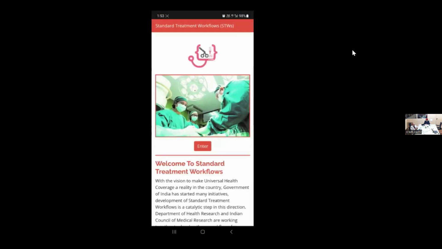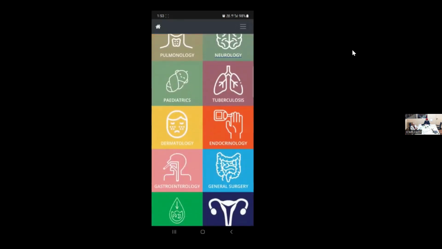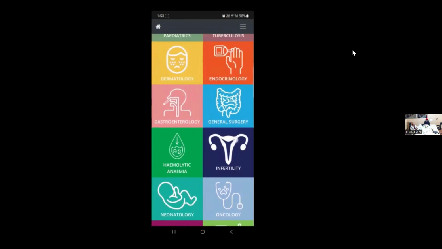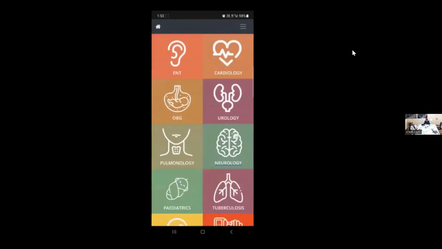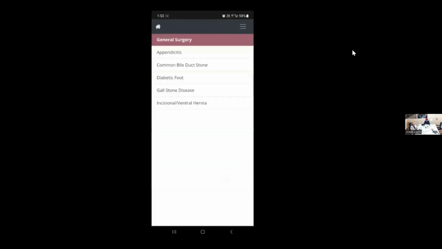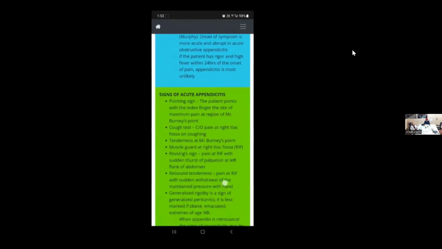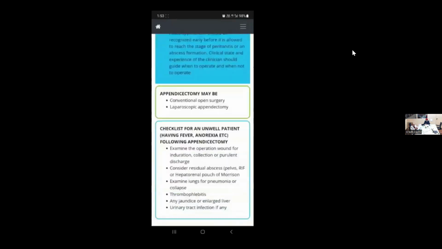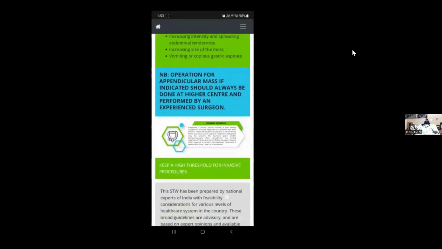Click on that icon. It will open on your mobile. Click enter, and all specialties will be displayed on your mobile. Then you select the specific specialty which you want to explore. For example, here we are selecting general surgery. In general surgery, we have 5 conditions, so all conditions will be listed. Just tap on one condition, and you will be able to see the STW on your mobile, and it will look like that.